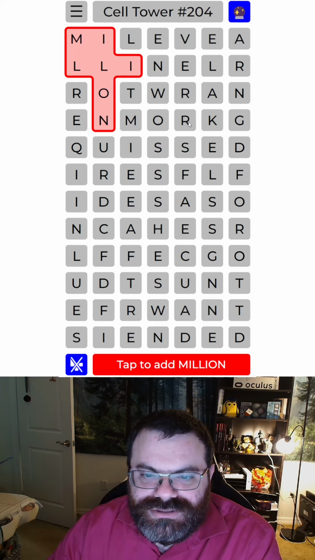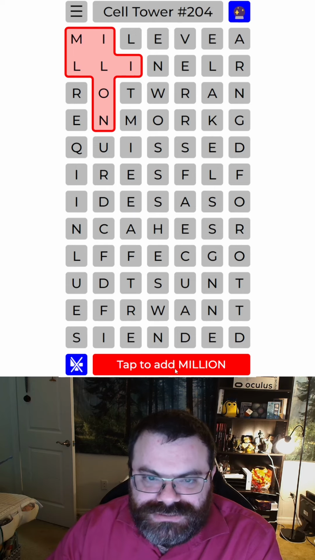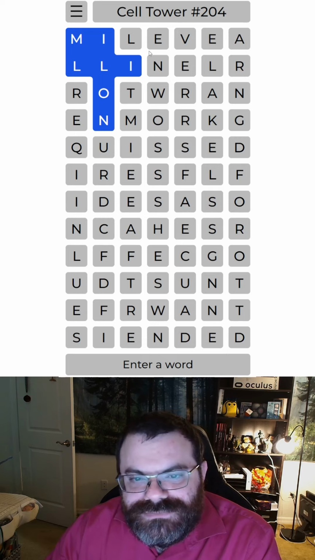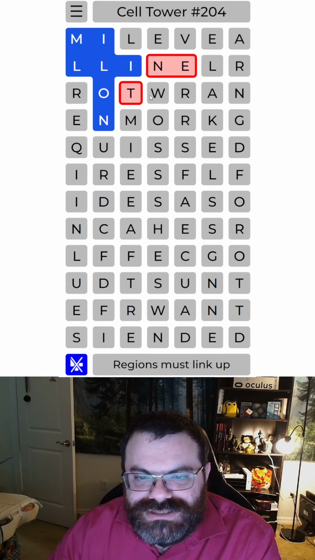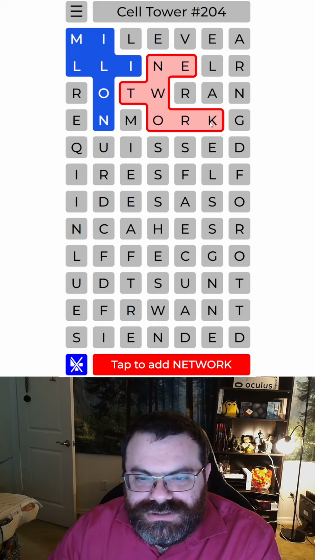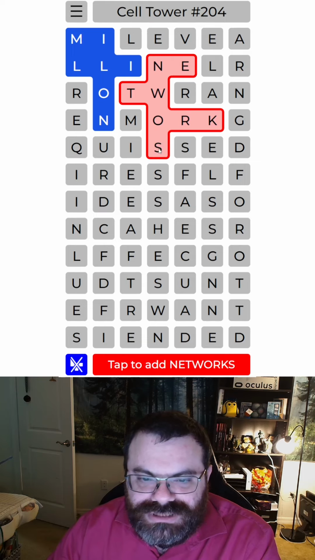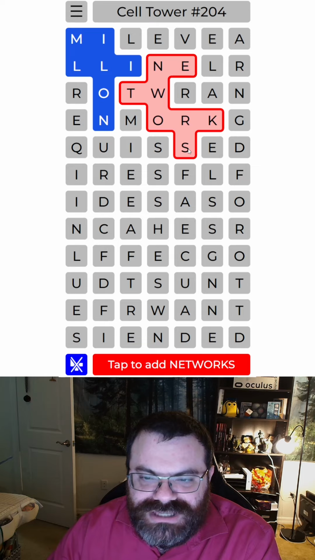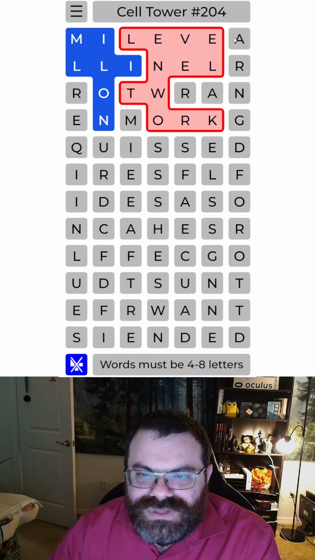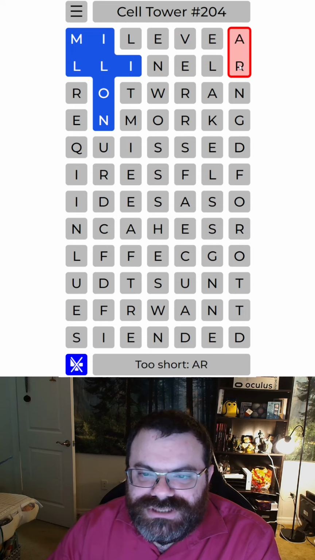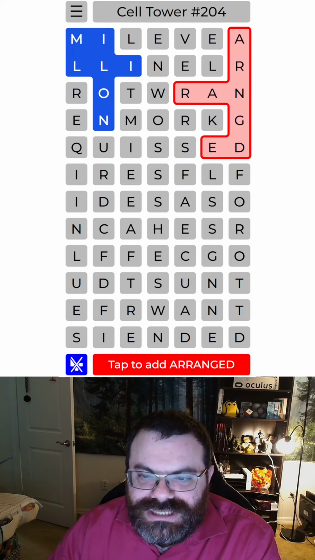I see network. So I think I'm going to lock in million. You can always undo it. If we do level, which may or may not be the word, then we have net work, which is 7 letters. So we could do networks. We don't know if we use that S or not. It could be either of these S's. So we need to figure out what this G is doing. It's kind of a choke point. So if we did network and level, arranged. Okay, so I'm going to lock in arranged actually, because that looks really good.